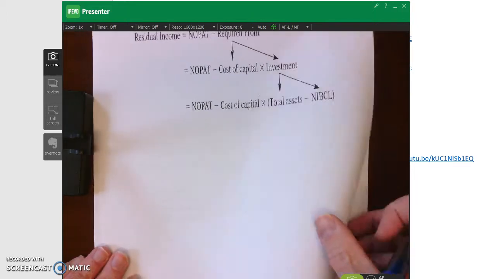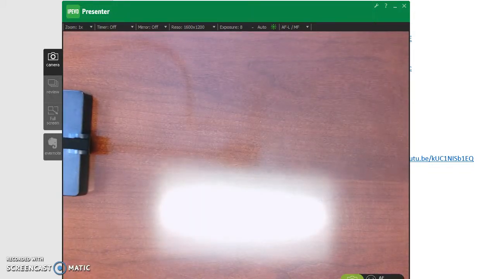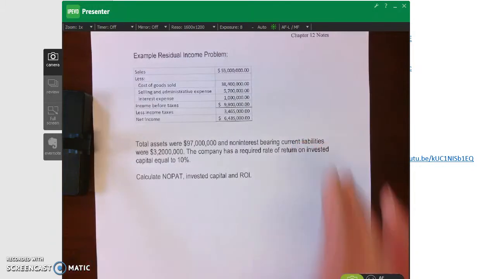Okay? So let's look at two more examples of calculating NOPAT and looking also at residual income.